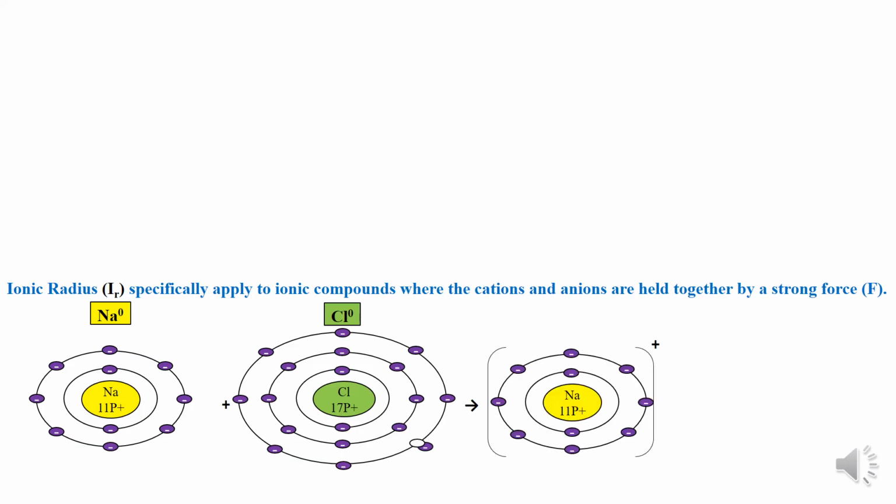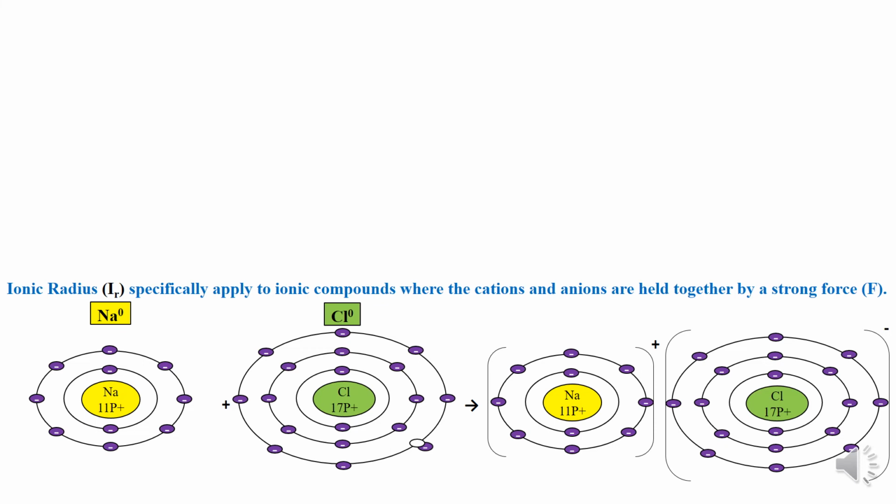And this results in the formation of sodium ion and chloride ion. Now when you compare and contrast the size of sodium ion to that of chloride ion, you will find the size of sodium ion to be smaller and the size of chloride ion to be larger.